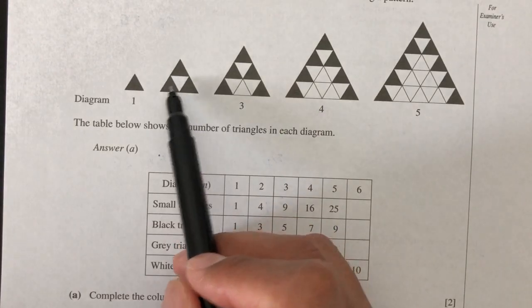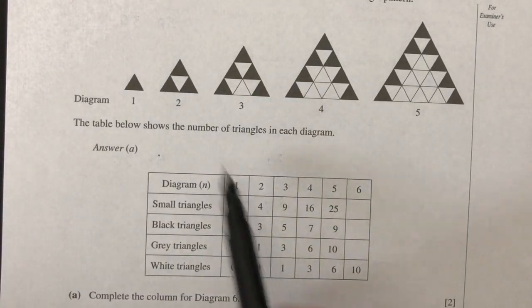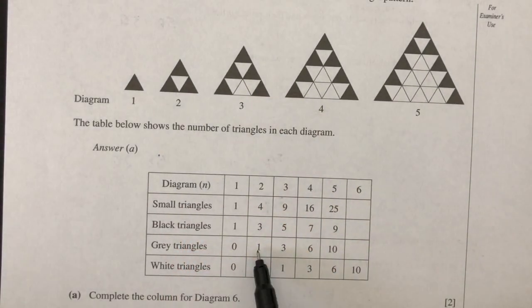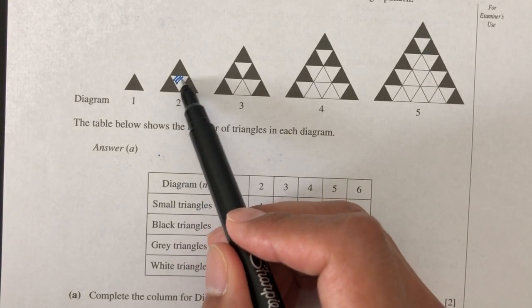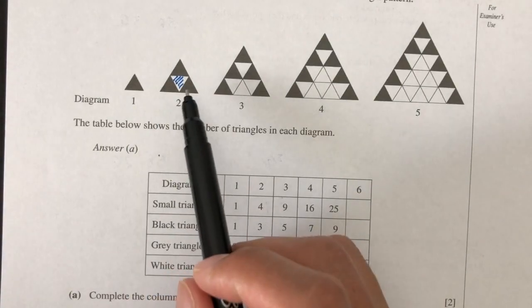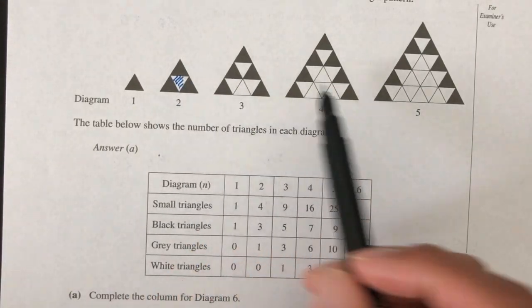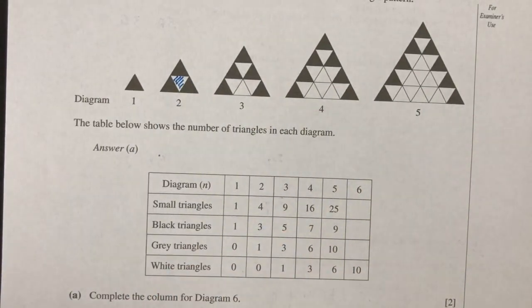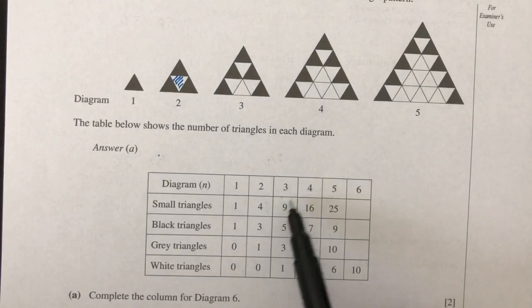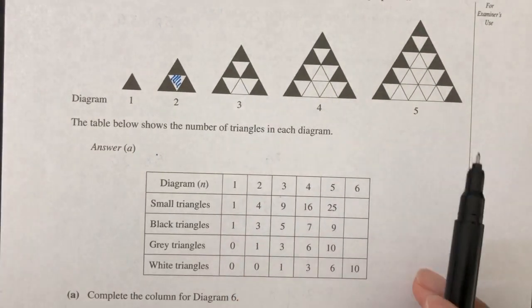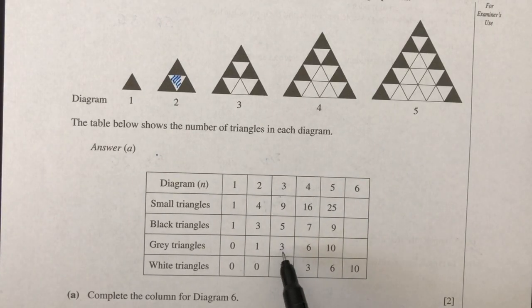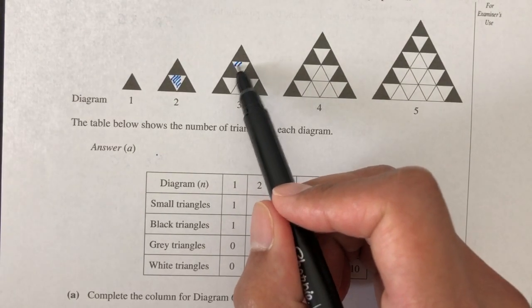And here we have diagram 2, we are supposed to have 4 triangles. So 1, 2, 3, and 4. Black we have 3, and then gray is supposed to be 1. So it means that this is actually gray in the middle. It's just that my ink is over, so I don't know whether it's gray or not, but I think this is the one. And for diagram 3, we have 9 triangles. 5 are black, and 3 are supposed to be gray. So I think it's those 3.